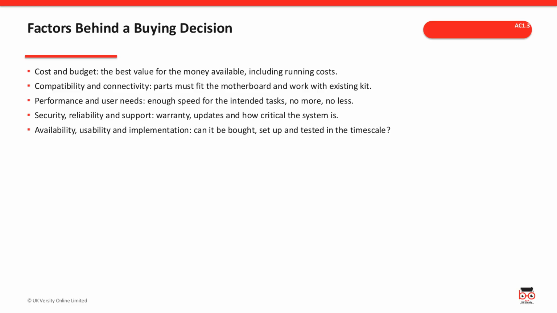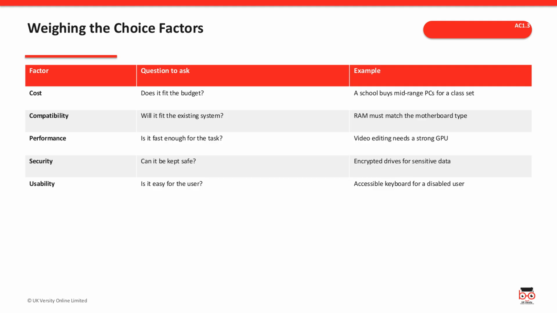When a real organization buys computers, cost is only the start of it. There is the budget and running costs, of course, but also compatibility. Will the parts actually fit the motherboard and work with what you already own? You weigh performance against genuine user needs, enough speed but no more, then security, reliability and support, things like warranty and updates. And finally, whether you can even get hold of it and set it up in the time you have. It is worth turning those factors into questions you can actually ask.